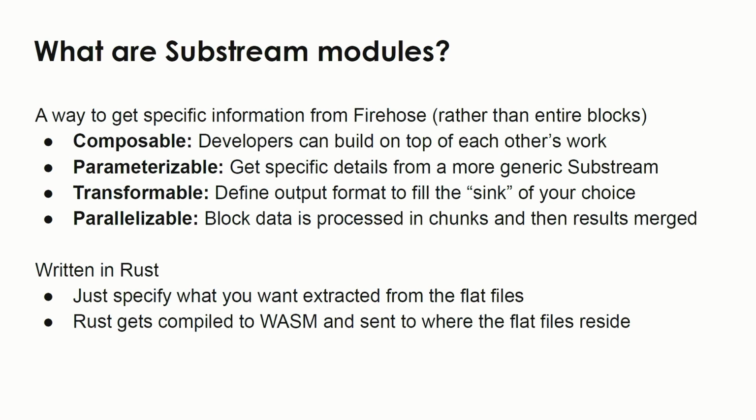They're also transformable, so you can do transformations within substreams. Let's say you wanted to calculate a moving average of the ETH to USDC ratio, you could easily do that transformation within the substream and then use that output for downstream applications. They're also parallelizable. These flat files are just binary files on the machine, and you can read from these binary files in parallel, so you can get the data that you need extremely quickly.